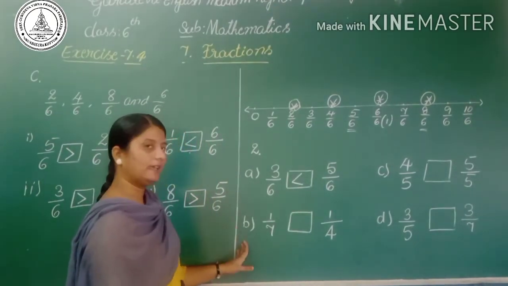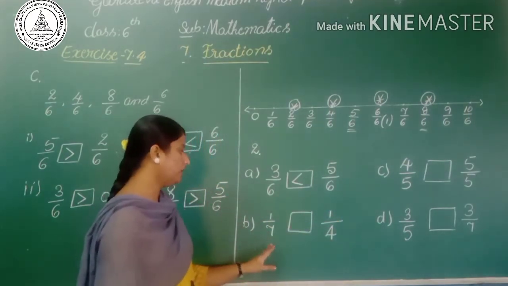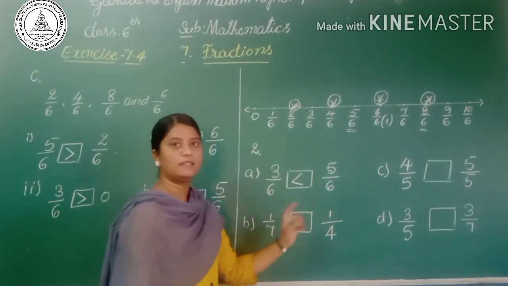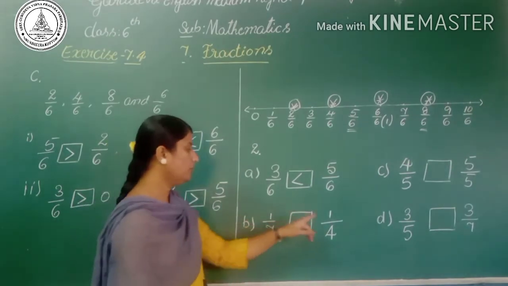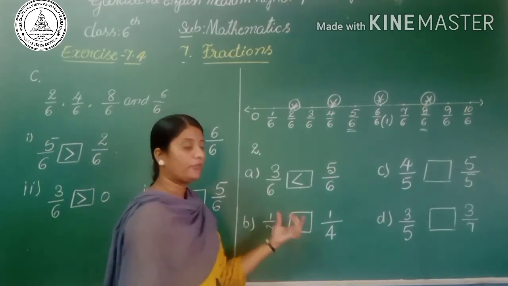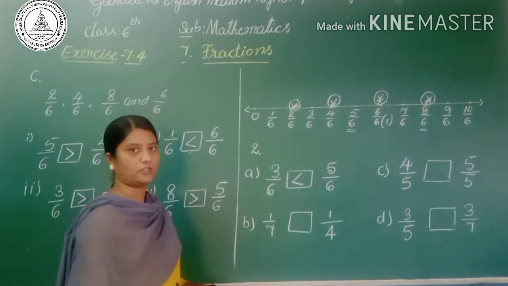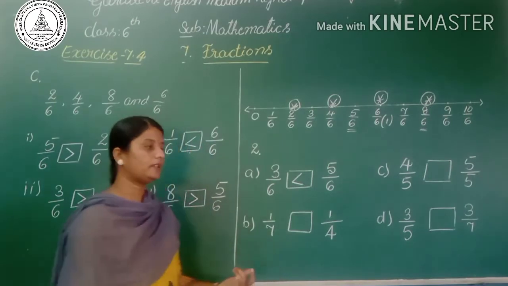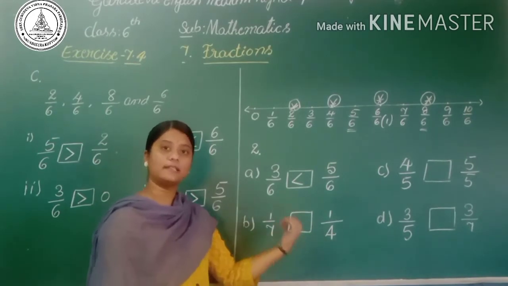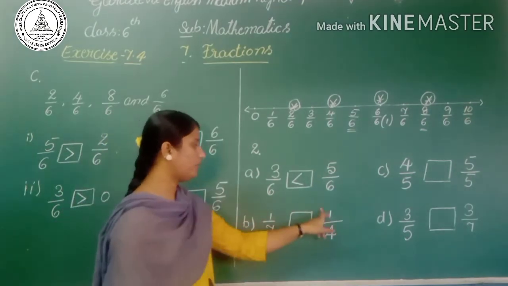Okay. Then in the B question, 1 by 7 and 1 by 4. As you observe here, these two fractions have different denominators, but the numerators are same. Right? These two fractions have the same numerator and different denominators. So in these cases, the fraction having the lesser denominator is the greater fraction. Okay. So in the previous class I explained that. So if the numerators are same in unlike fractions, the fraction having the lesser denominator is the greater fraction. Okay. So 1 by 7 and 1 by 4.